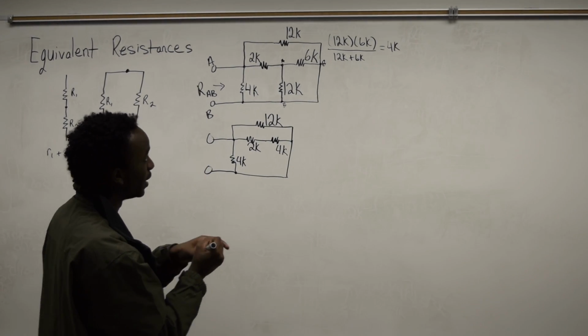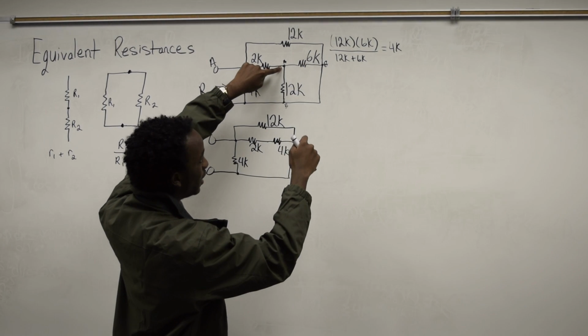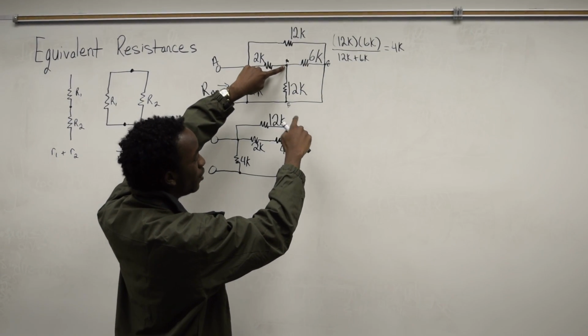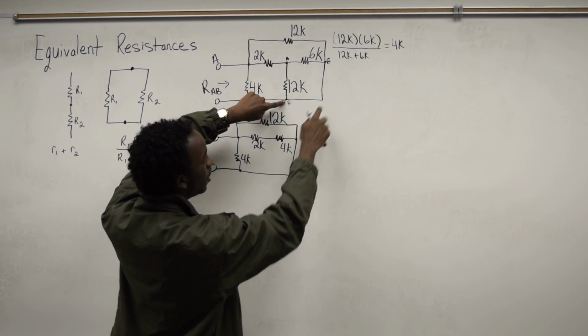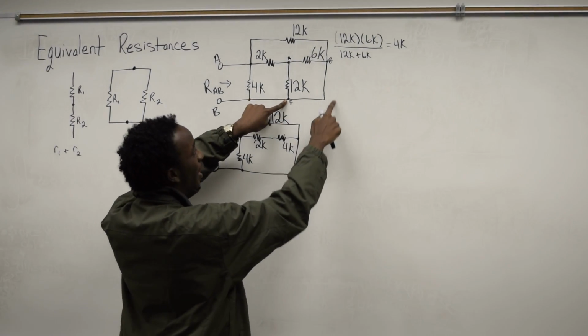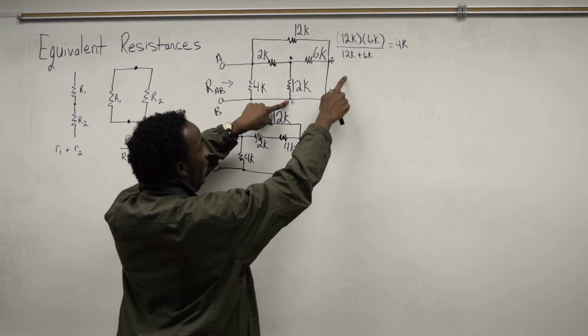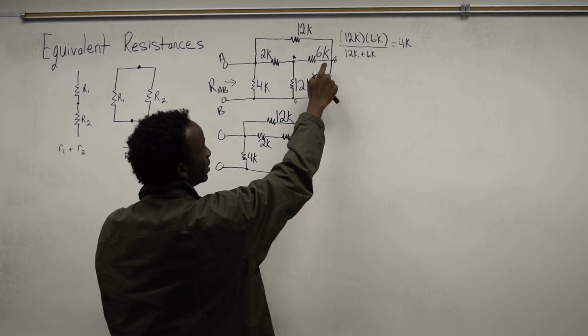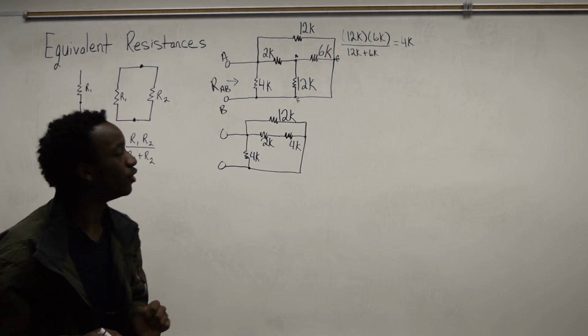Now just to show you what I did again, the 6K starts right here and it ends at this node, and this 12K starts at this A node and ends at this node. But now this node and this node are the same exact node. Why? Because there is no element, there is no resistor on this line. So you can just bring this and shift it around essentially to that node.